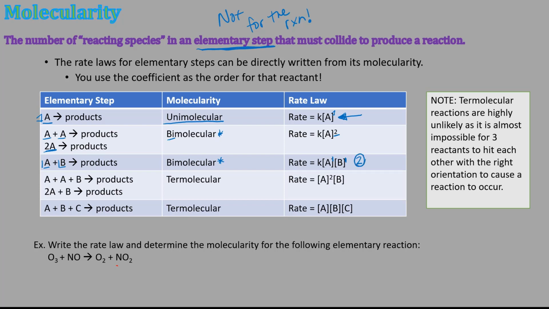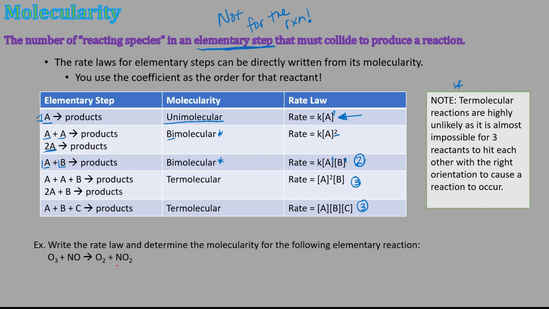The last one is termolecular, and termolecular is really weird because they're very, very unlikely to occur. It's when you have 3 reactants, and so overall you're going to get 3 as your overall order. I even put over here that they're very unlikely. If you were to get a termolecular elementary step, you might want to go back and double check your work because it's unlikely that 3 things are going to hit each other with the right orientation for the reaction to occur.